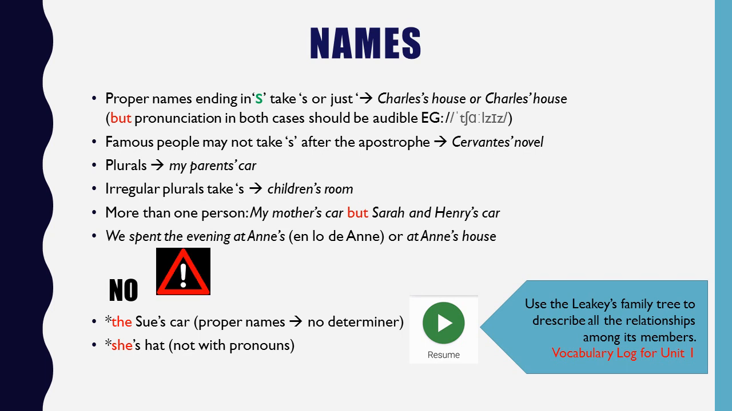So let's pause the video again and let's have a look at the section in Unit 1 about the Lycius family tree to describe all the relationships among its members. So you might need to use apostrophe S to express possession, and also a list in the vocabulary log for Unit 1 that you will find in PEDCO for all the family relationships.